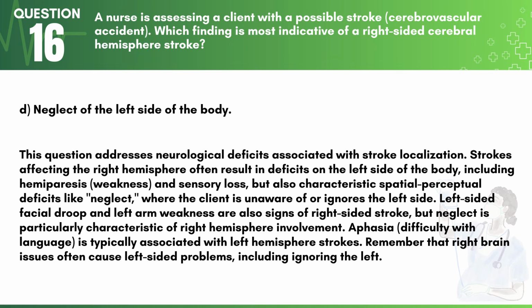side. Left-sided facial droop and left arm weakness are also signs of right-sided stroke, but neglect is particularly characteristic of right hemisphere involvement. Aphasia, difficulty with language, is typically associated with left hemisphere strokes. Remember that right brain issues often cause left-sided problems, including ignoring the left.